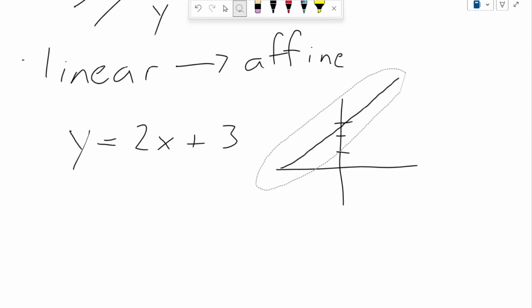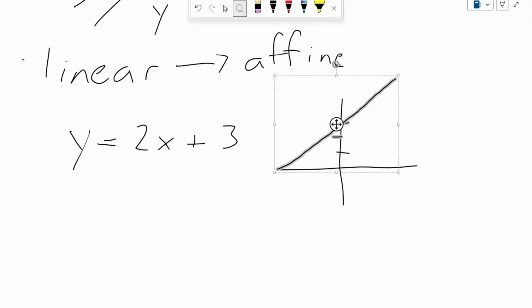barring weirdness with the, oh, of course I'm moving that too. Wonderful.